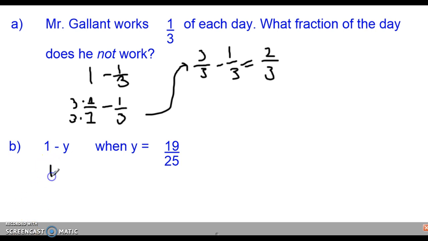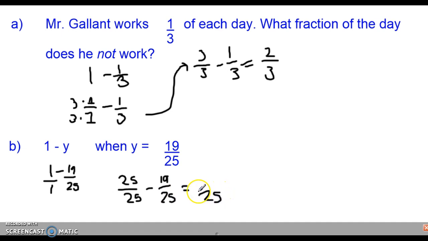Okay, so 1 minus 19/25, I substituted. Now I'm going to write 1 as a fraction, so 1 over 1, and then find my common denominator, which would be 25. So I can rewrite this as 25 over 25 minus 19 over 25. When I subtract, remember my denominator stays the same. 25 minus 19 equals 6, and I get 6/25, which I cannot simplify.